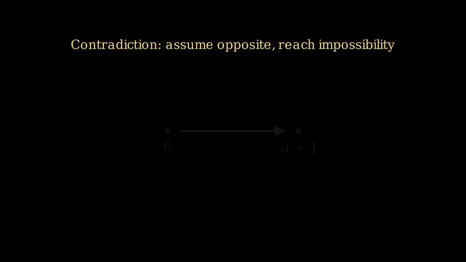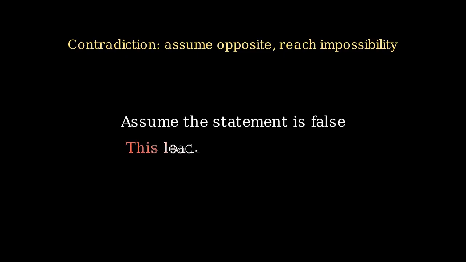There is a different method called proof by contradiction. In proof by contradiction, we assume the opposite of what we want to prove. Then we show that this assumption leads to something impossible.